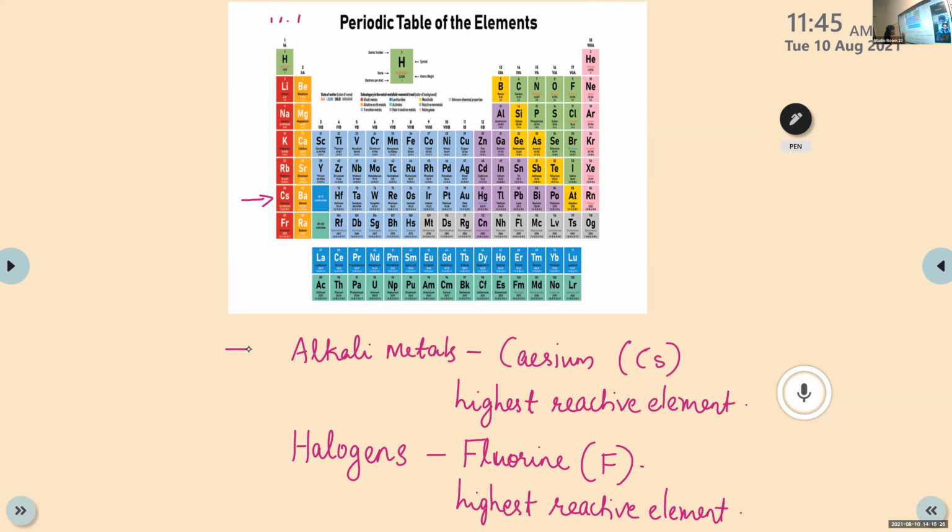This one is electropositive in nature and the other one is electronegative. Electropositive means they will donate electrons. Electronegative means they will accept electrons in chemical reactions.